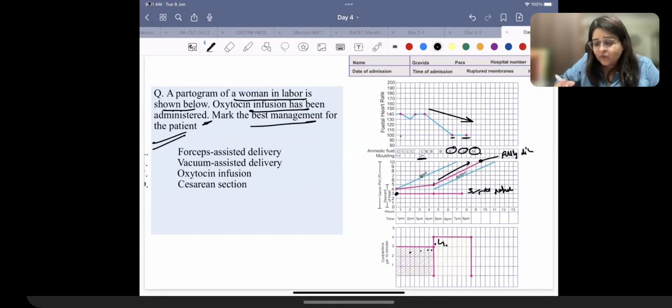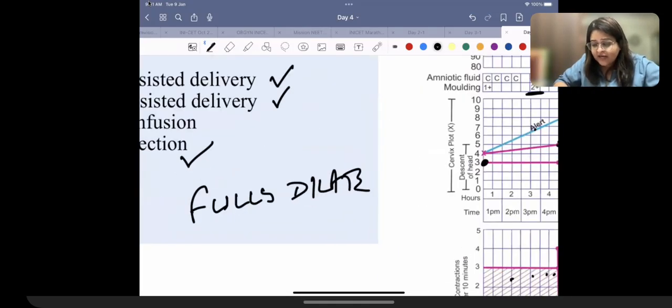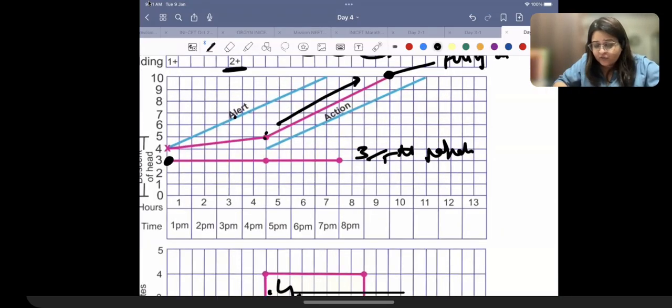Okay, we don't know what it could be, CPD, we don't know what it is, but we know that she is fully dilated. Now, at full dilatation, you can do a forceps, you can do a vacuum, you can do a cesarean. Amongst these three, which will you prefer? Yes, you will prefer a cesarean section because it is too high for a vacuum or a forceps.